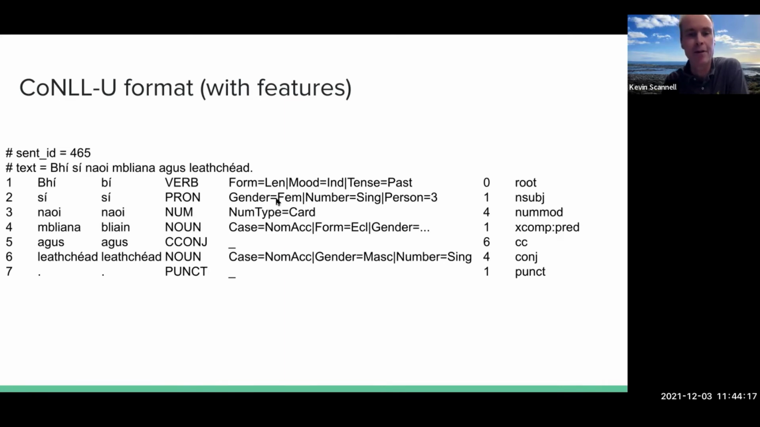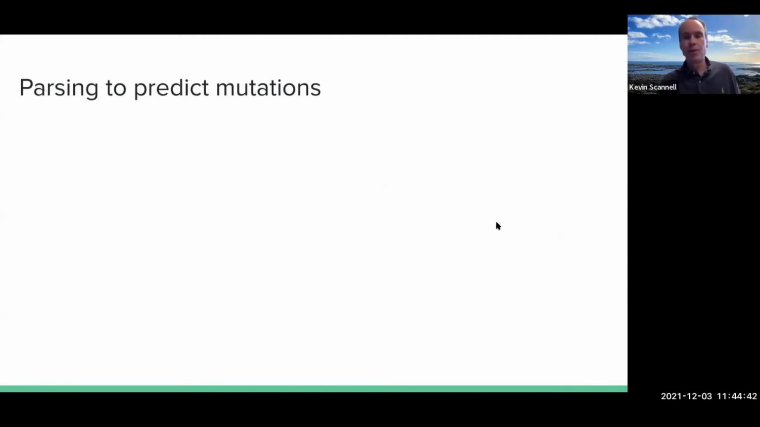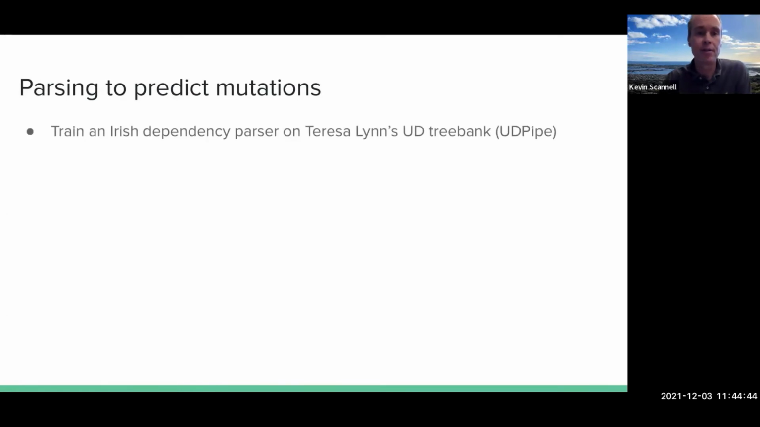So the key here are these features. The features have the information we need in terms of gender, number, and so on, but then we also have these dependencies, which tell us, for example, when a noun has a genitive dependent. Or at least this is information that we can extract with a little bit of work from the dependency parse. So this is the strategy.